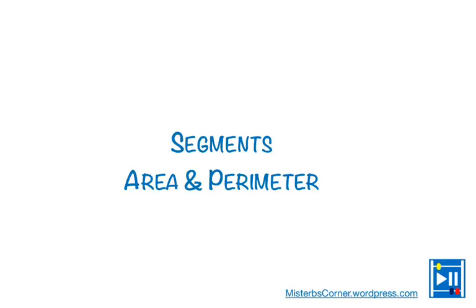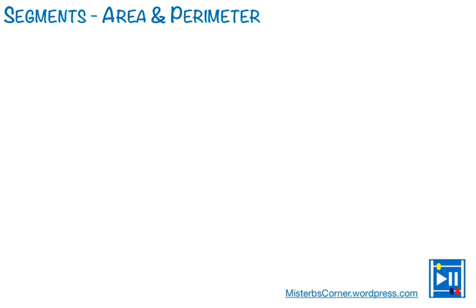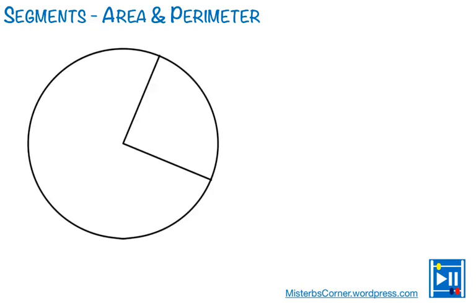Hi. In this video we are going to work on the area and perimeter of segments. Basically, a segment is the part of a circle formed by the chord joining the arms of the angle, or let's say the sector, right? So basically this is called a segment.